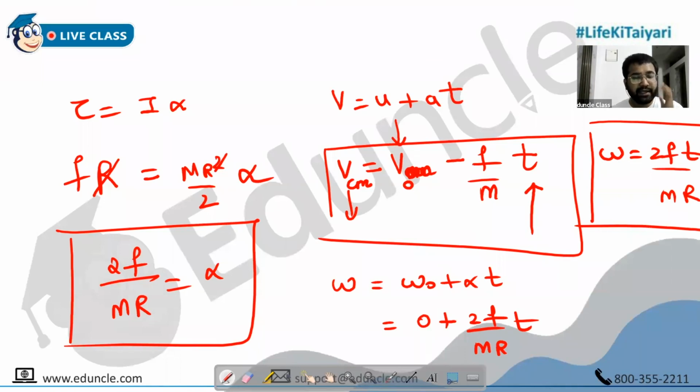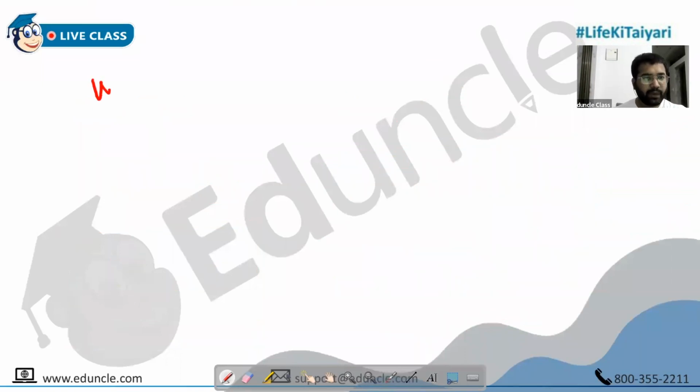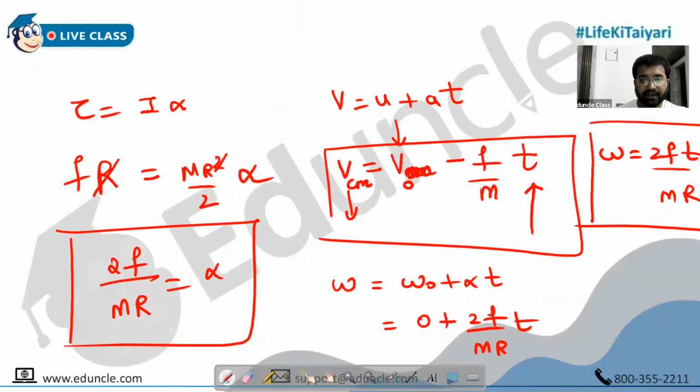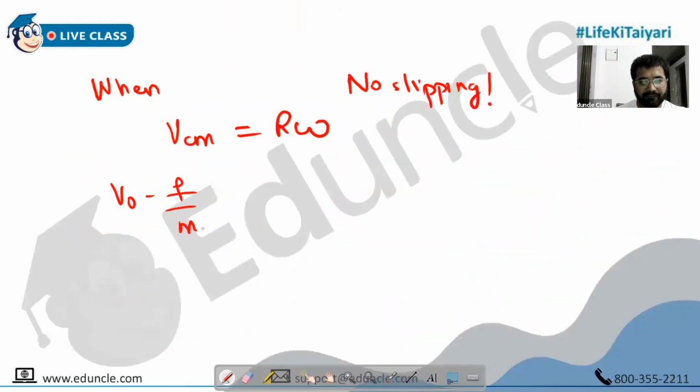So let's take the case when no slipping is reached. What happens at no slipping? VCM becomes equal to R omega. So what is VCM? V0 minus F by M into T. And R omega, what is omega? 2FT upon MR. I hope you are with me. We are taking the no slipping case.